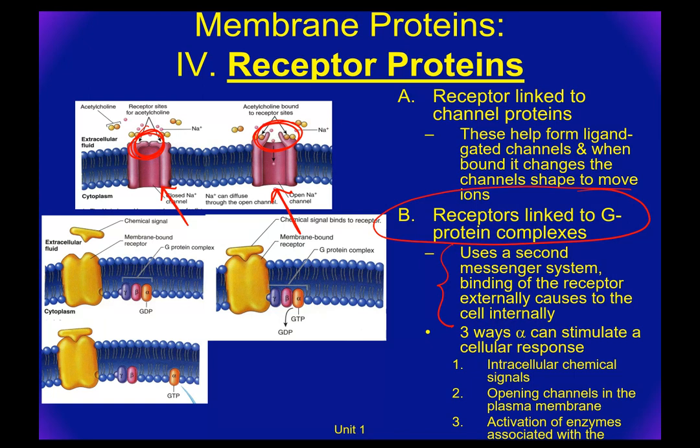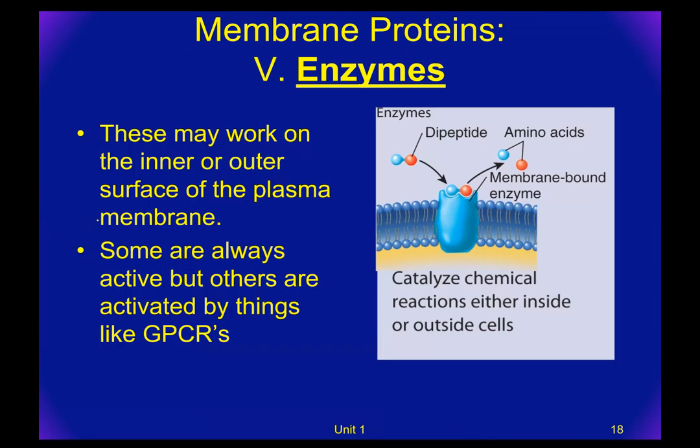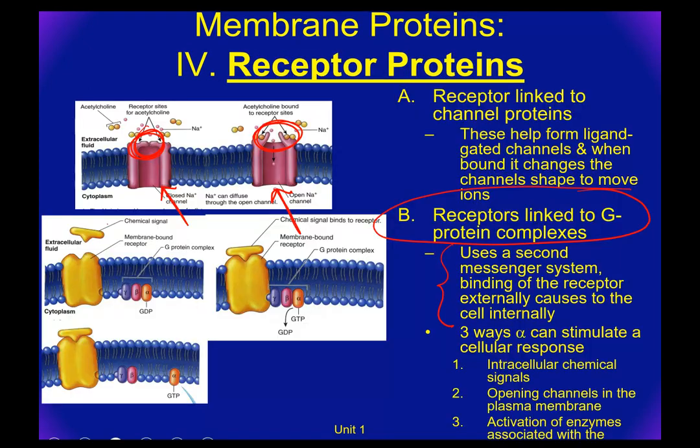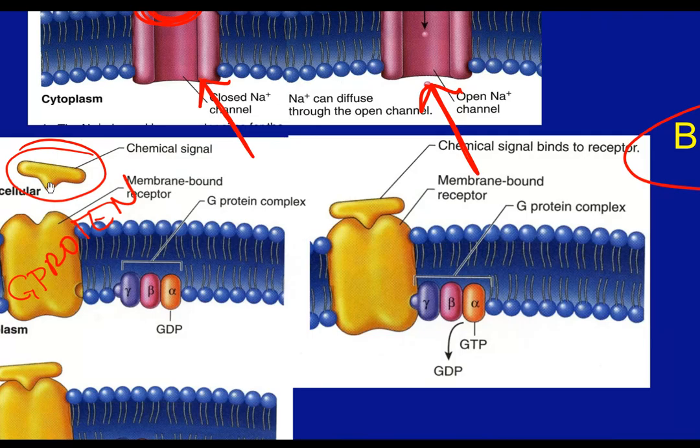So I always think of Gru from Despicable Me, because Gru doesn't really do the work. He thinks up the ideas, but then he sends his minions to go and do what they do. So here's my chemical signal. Here's my G protein. Okay? So chemical signal, G protein. Here are my minions. You've got gamma in purple, beta in pink, and alpha in orange.